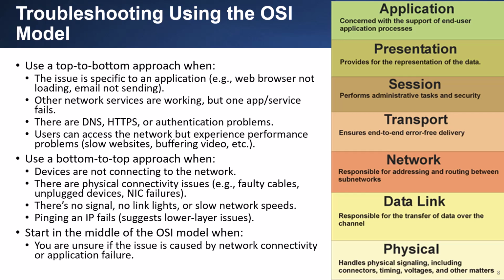Use a bottom-to-top approach when devices are not connected to the network. There are physical connectivity issues such as faulty cables, unplugged devices, or NIC failures. There's no signal, no link lights, or slow network speeds. Or pinging an IP fails, suggesting lower layer issues.